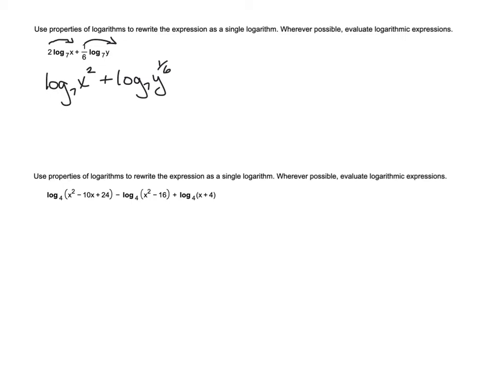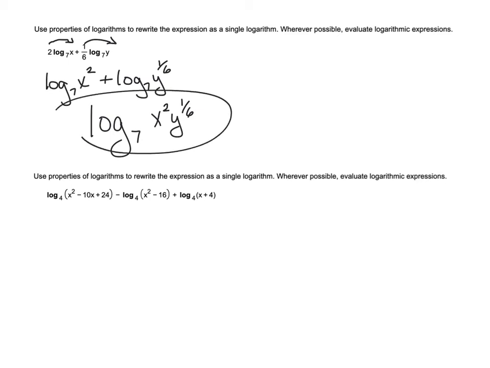And now we have single logs right here, but they're being added. So to combine them into one, we're going back and using that first rule. When you combine them into one log, you multiply the terms. So that would be x squared times y to the 1/6. And that's all they're asking for right there. But remember, you are combining it into one log, so make sure you include the log base 7 in there.